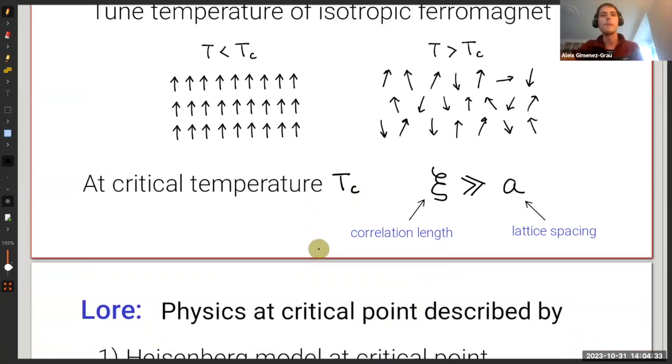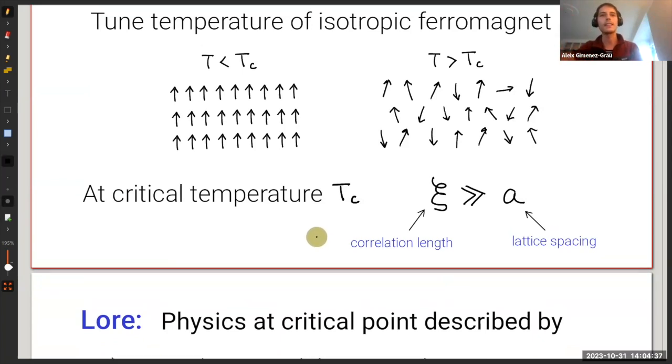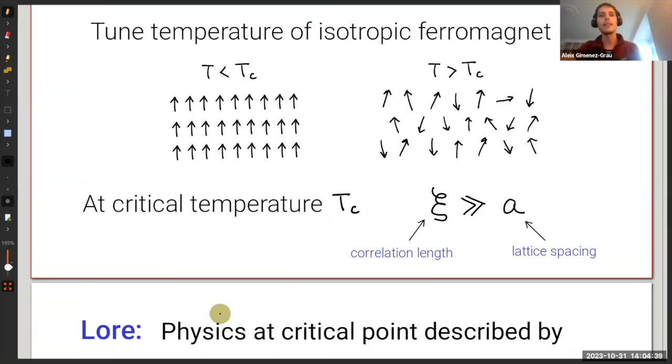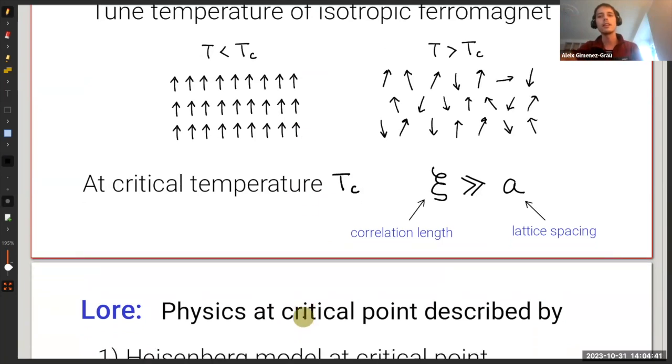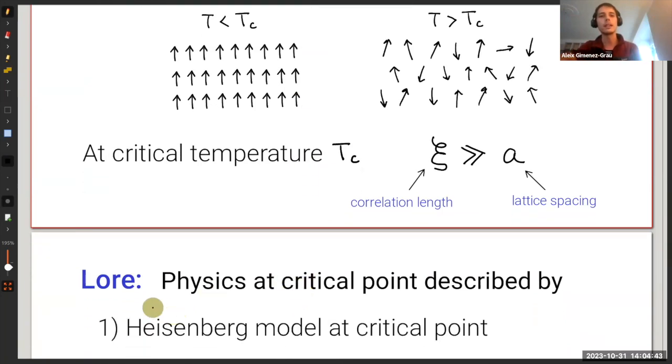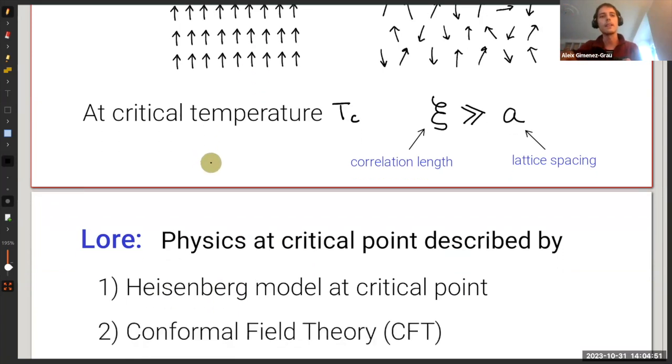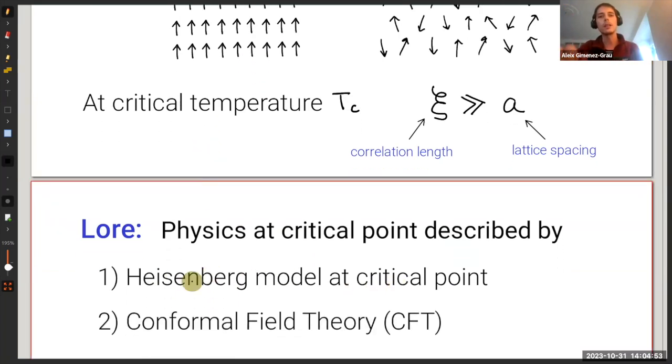Now, a piece of lore that many people repeat again and again is that if you have a ferromagnet, then when you are near the critical point, the physics are described by, on one hand, the Heisenberg model. This Heisenberg model also has some critical point, and presumably it should describe some ferromagnet. And in particular, what people say is that this critical point is actually a conformal field theory. The continuum field theory that describes it enjoys conformal invariance.